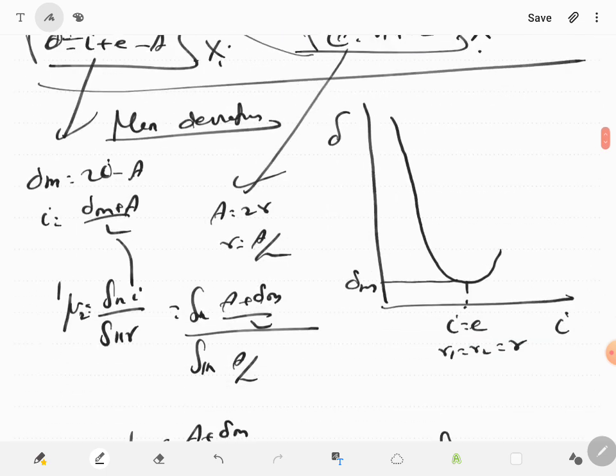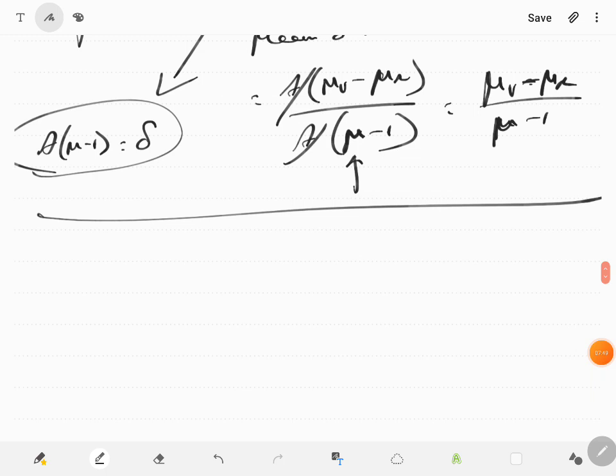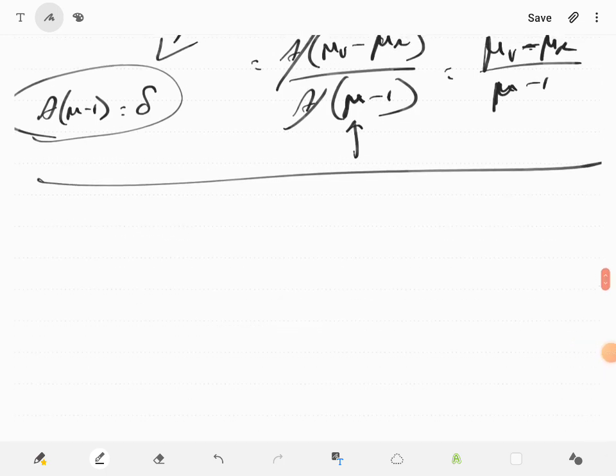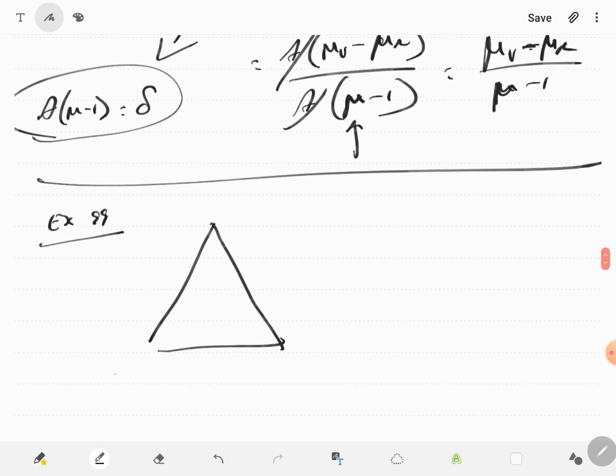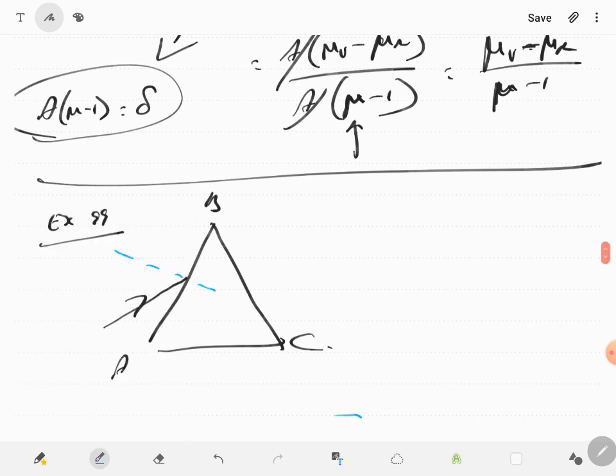Okay, so next are the numericals. I'll do some numericals for you here. The toughest sum that I taught you is example 99, in which there is a prism ABC. There's an incident ray which makes an angle of 60 degrees with the normal. The angle of incidence they've given to be 60 degrees.